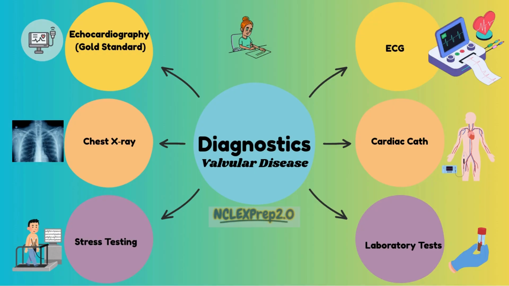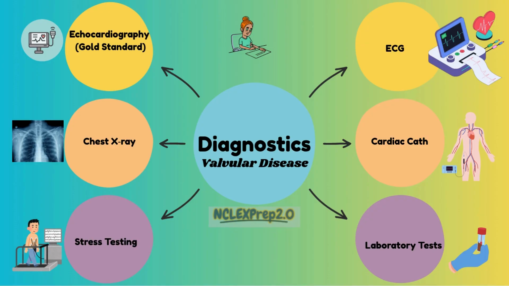There's also EKG. EKG can detect arrhythmias like AFib, which is common in mitral stenosis and mitral regurgitation. It will also detect chamber enlargement. Chest X-ray will show enlarged cardiac silhouette, pulmonary congestion, or if they are calcified valves, chest X-ray will be able to see it.